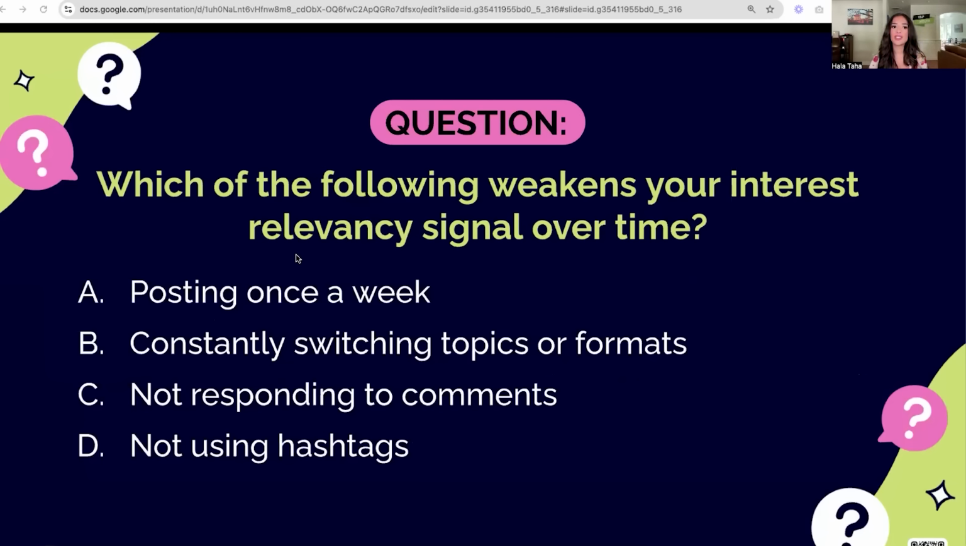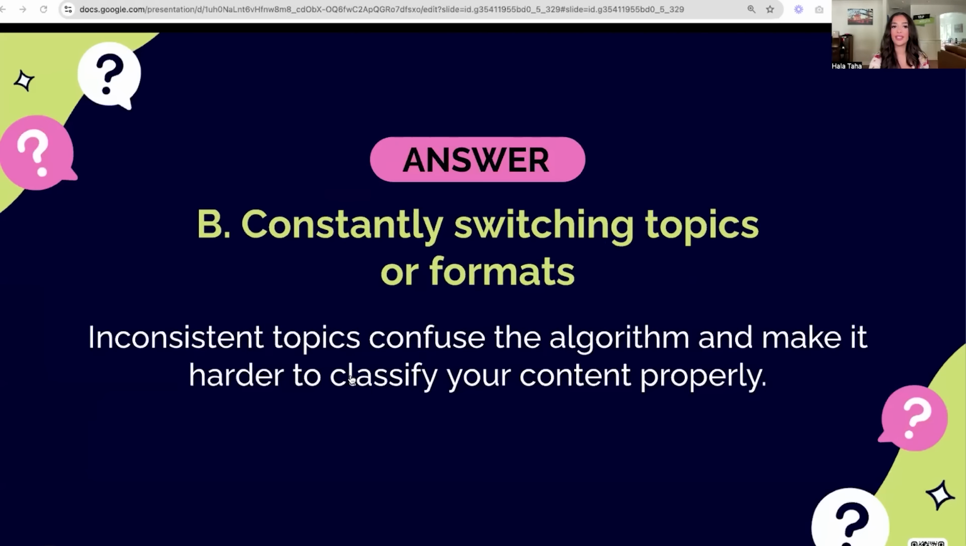Which of the following weakens your interest relevancy signal over time? A, posting once a week. B, constantly switching topics or formats. C, not responding to comments. D, not using hashtags. Okay. The answer is B, switching topics. That's going to confuse the algorithm.